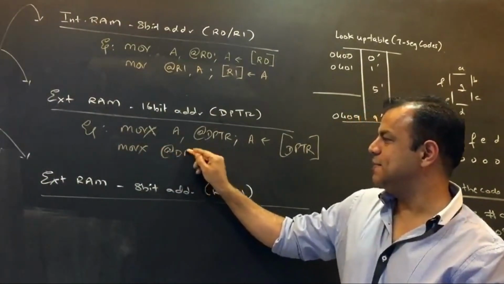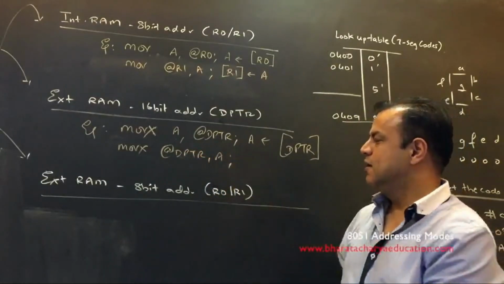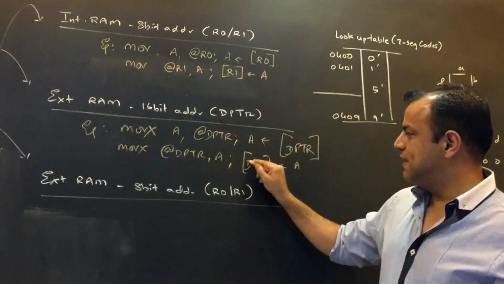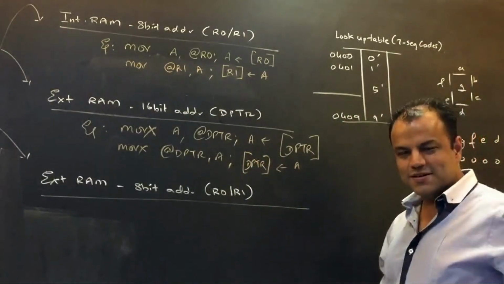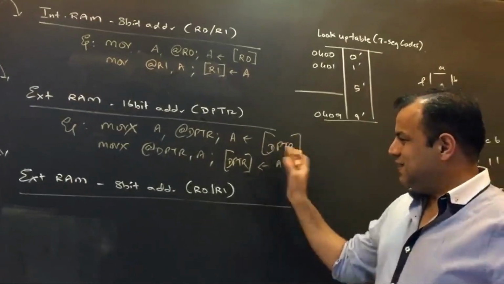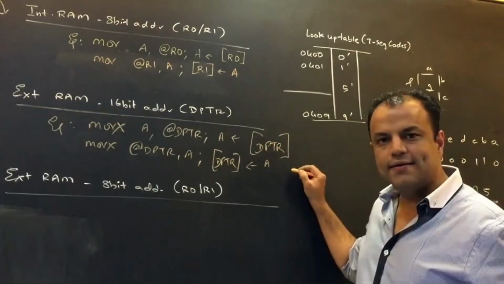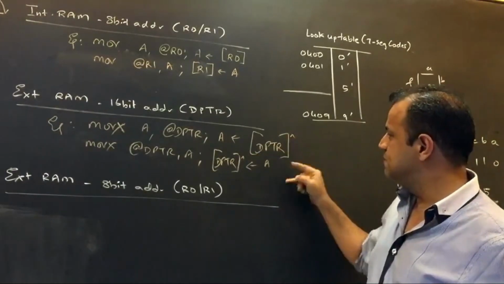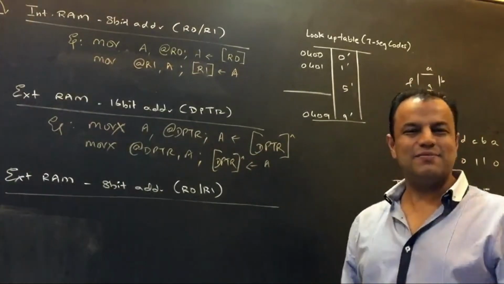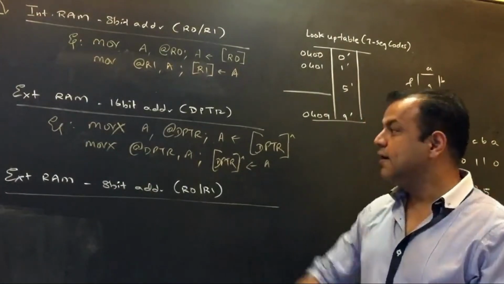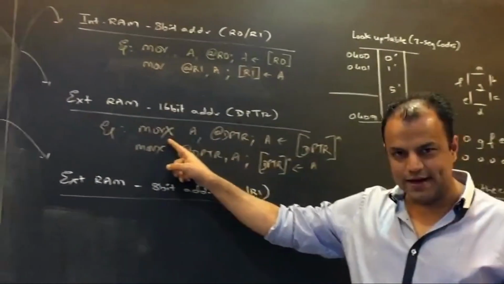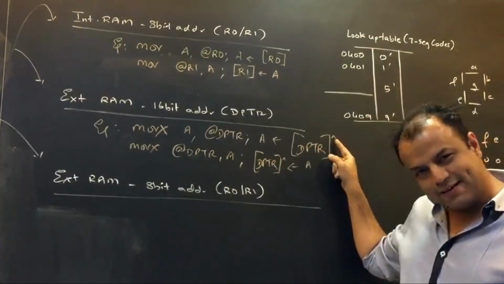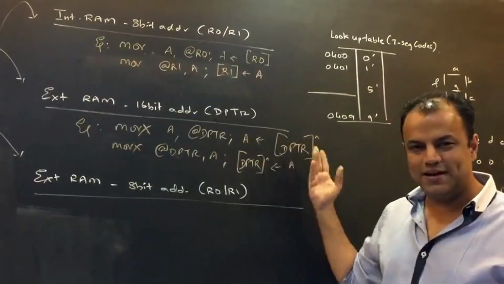MOVX @DPTR, A. Now you are storing the value from A to the location pointed by DPTR. Now since both these instructions work on external RAM, in the explanation you may write the words external RAM, or you may just put this symbol. This symbol is called caret. This is just a way of writing. If you don't know this, it doesn't matter. X indicates that it is external RAM in the instruction, and caret indicates that it's external RAM in the explanation. Both are indicating the same thing.